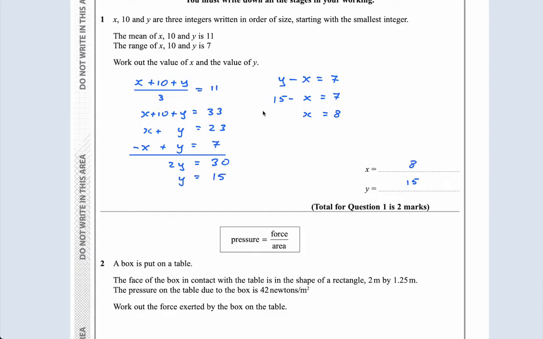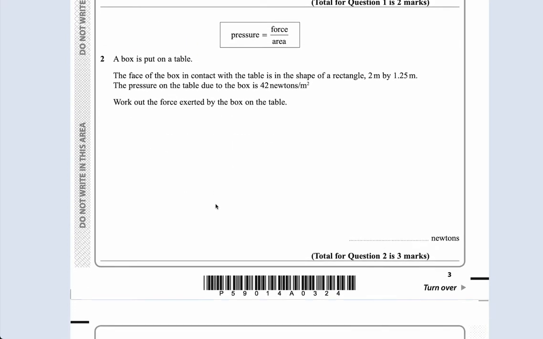If that seems like too much for you guys, you can always almost guess what the numbers are. Well, it's nice to get to this stage first, at least. You know that the three numbers added together have to equal 33, and then just find out what these two numbers are. But obviously the way I did it is probably the best way to do it.